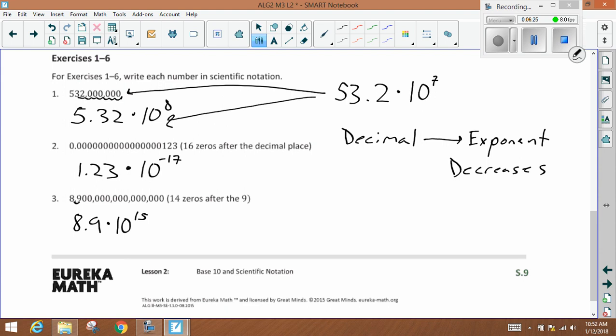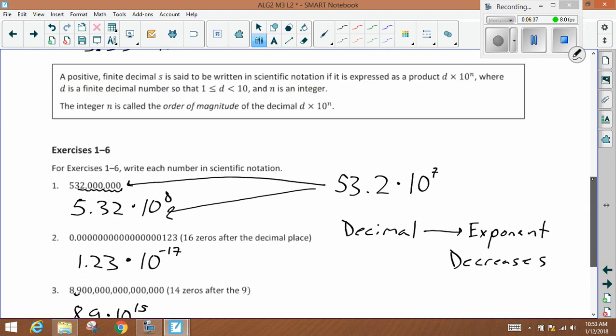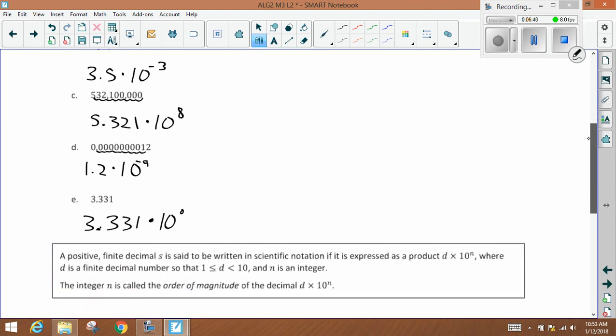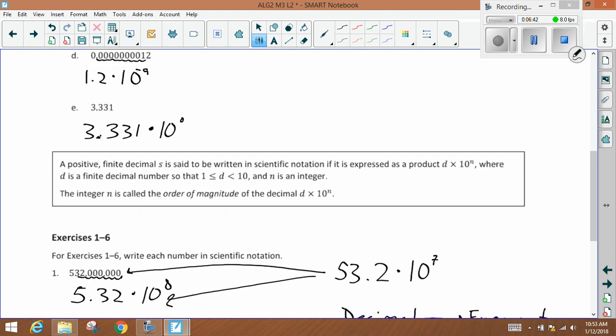So even if it's a negative, if we move to the right, the exponent increases? I believe that that's true. Let's check it out. So let's look. How about for this one? If we move it to the right, so if we put it here, well, that's going to wind up being positive. Let's look at this one. So if we put this, no, it's going to increase it, right?